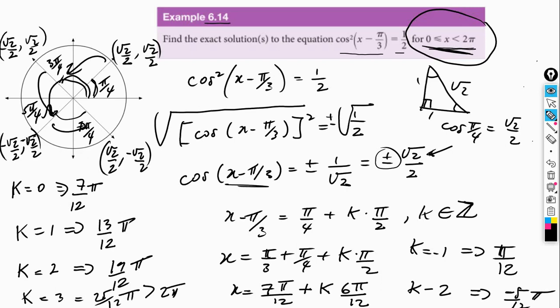Let's write them up here. They are going to be x equals 7/12 pi, 13/12 pi, 19/12 pi, and finally pi over 12.